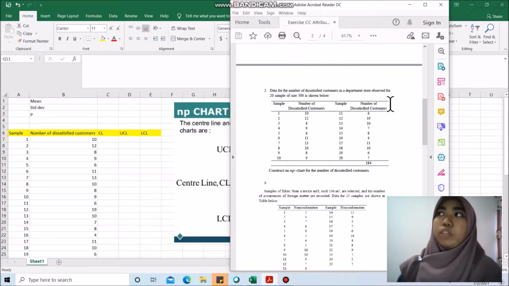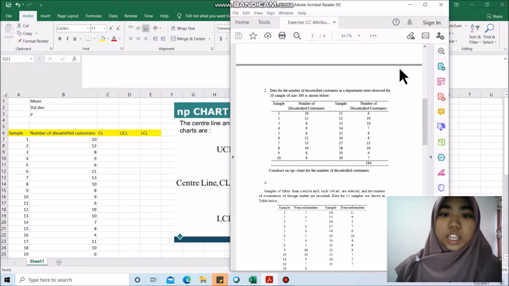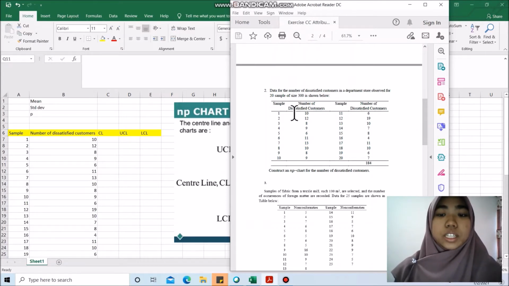So today I'm going to teach you guys how to do a control chart for attributes using Excel. Excel is the easiest one, but we can also use other software. Today, as we can see here, this is the question that I want to do with you guys. We need to construct an NP chart for the number of dissatisfied customers. The number of samples is 20 and the sample size is 300.